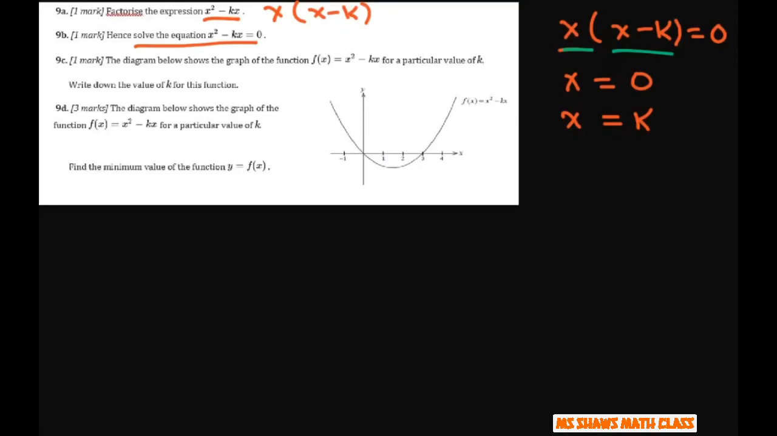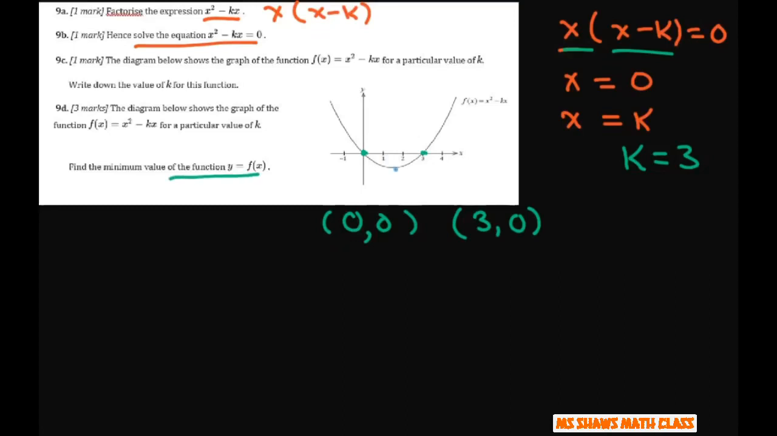Okay, so now given the diagram, it says to solve for k. Well, that means when y is 0, we have a 0 here, and this one has to be 3. So that's 3 comma 0 here. So k equals 3.